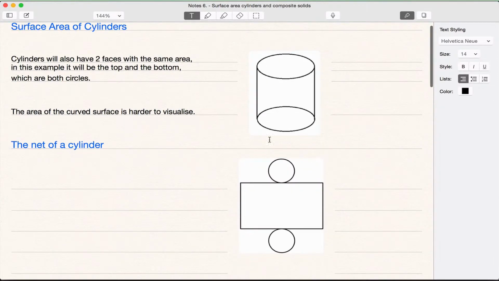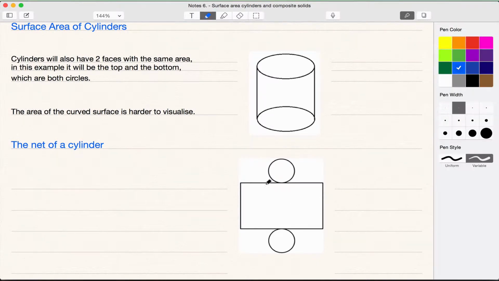If we take a look at the net of a cylinder, it looks like this. You've got your two circular ends, and something interesting happens when you pull it apart: this curved outside bit is actually a rectangle. So we can use that to help us find the total surface area. So let's label some of these bits.